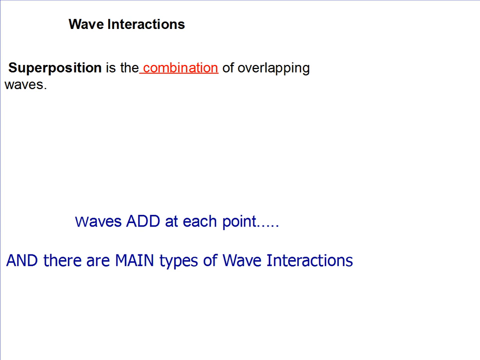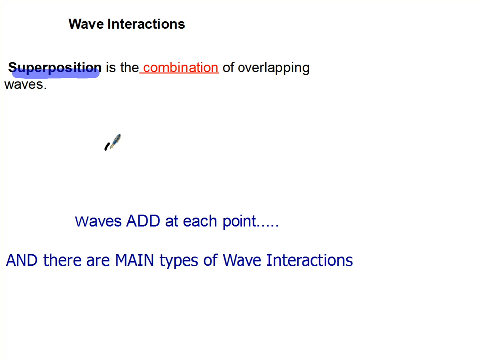Let's talk about different wave interactions. The term we use in physics for wave interactions is superposition. Superposition is simply the combining of waves at each point. Waves add at each and every point.